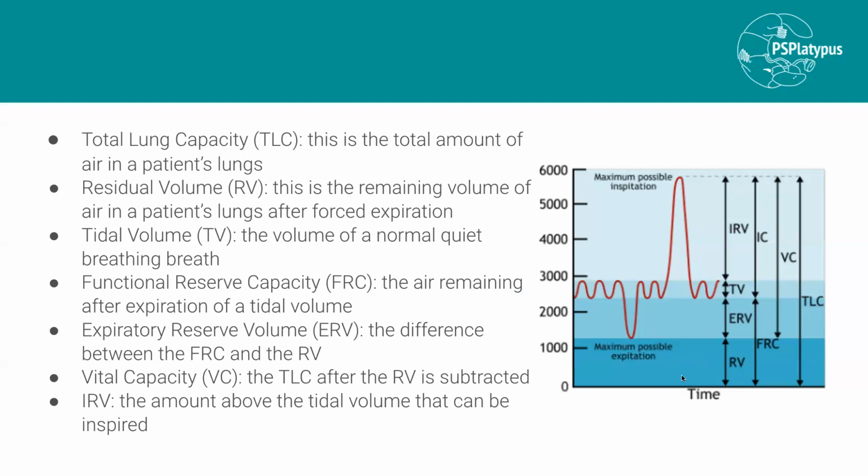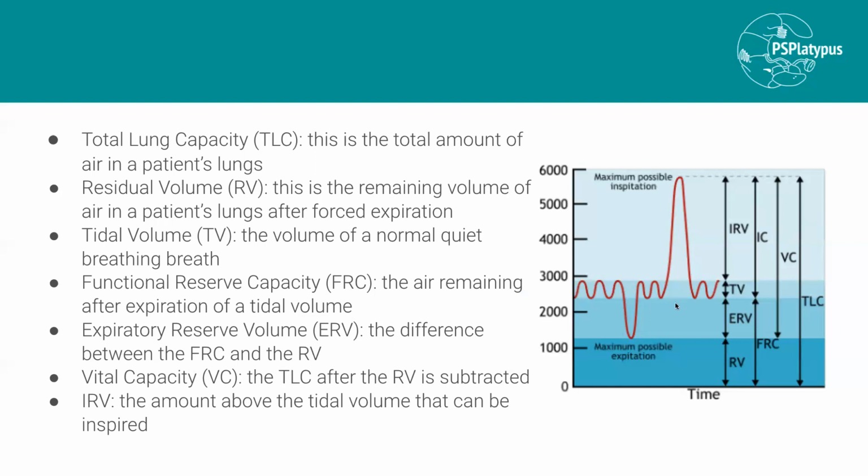So the amount of air left after forced expiration. If we then take everything we've talked about now, from top to bottom, that's known as your TLC, or total lung capacity, just the amount of air in the lungs. If we take from the bottom of maximum possible expiration, so the voluntary change in the amount of air, to maximum possible inspiration, that's known as your vital capacity. So your total lung capacity minus your residual volume.